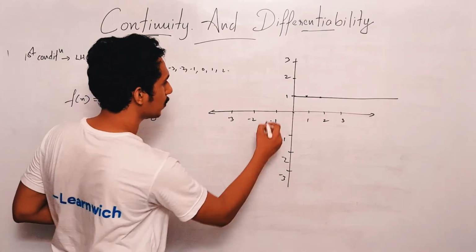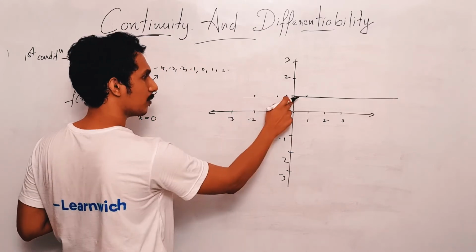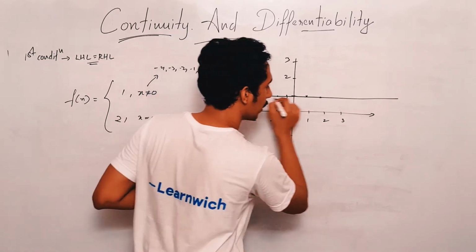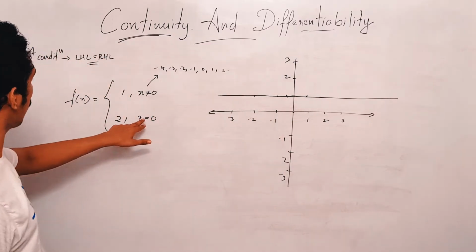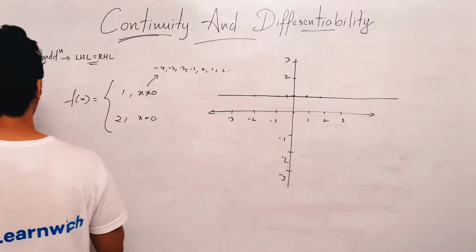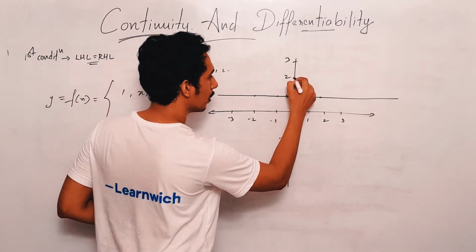So what about for x less than 0? For x equal to -1, it's also 1. For -2 also it is 1. So it's a straight line like this. Okay, it looks like a straight line. But what about for x equal to 0? What is the value of y when x is equal to 0? It is 2. This is the point.